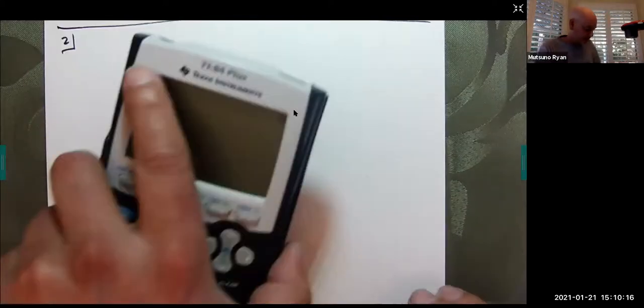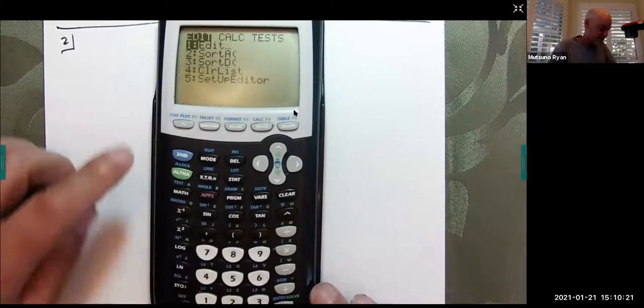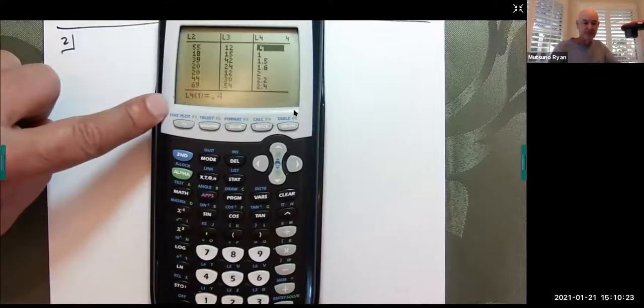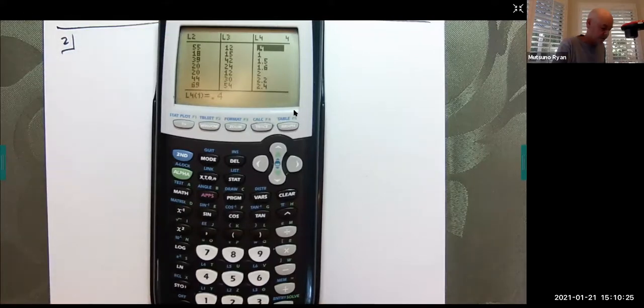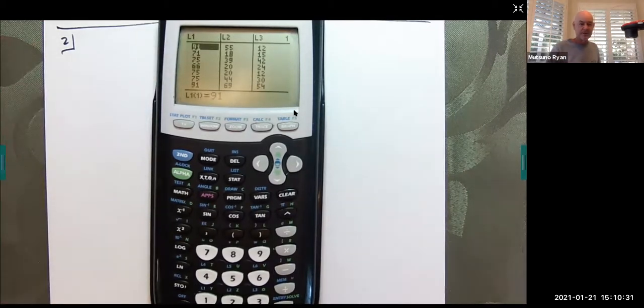I put the data in stat list, and here's my list 1. Yep, that is not my list 1, that's my list 2. List 1 is here. And you can see 91, 71, I'm putting them across. By the way, I'm going to ignore the lower class limit of 60. I'm going to do this the way that I taught you in class, which is a little bit better. First thing I need to do is put list 1 in order from smallest to biggest.